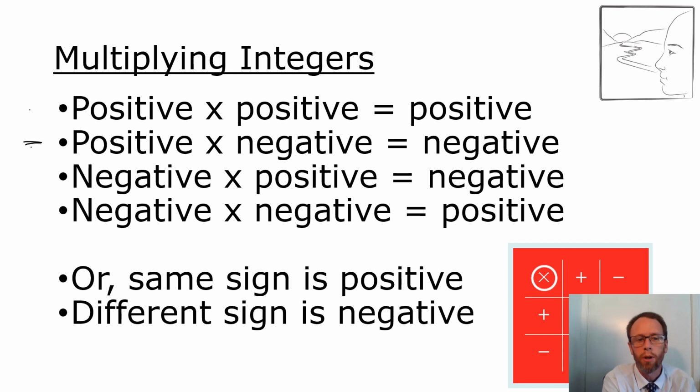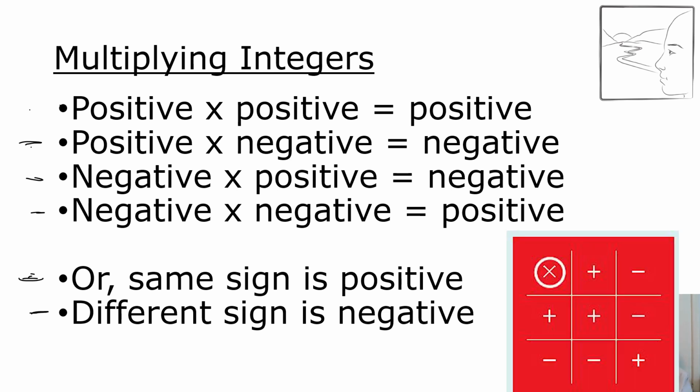If you multiply a positive by a negative, your answer will be negative. If you multiply a negative by a positive, your answer will be negative. And if you multiply a negative by a negative, your answer will actually be positive. Hopefully you can see a pattern there: if the sign is the same, positive, positive, or negative, negative, the answer is positive. If the sign is different, positive, negative, or negative, positive, the answer is negative.